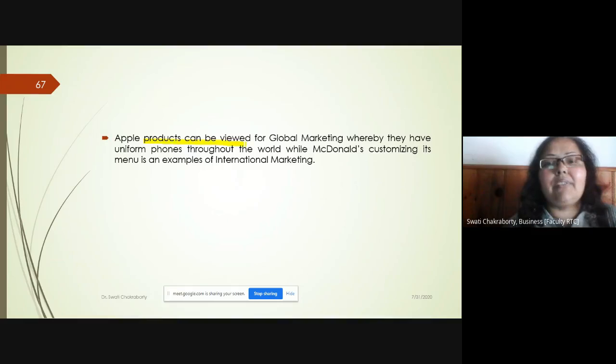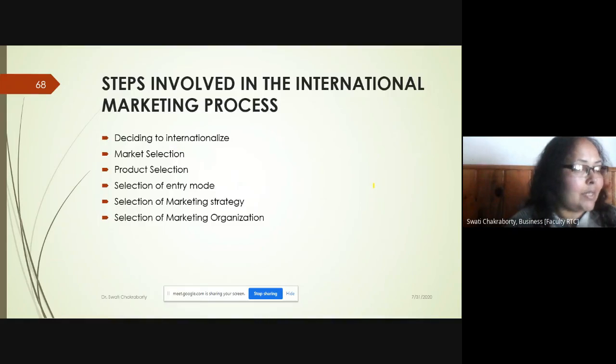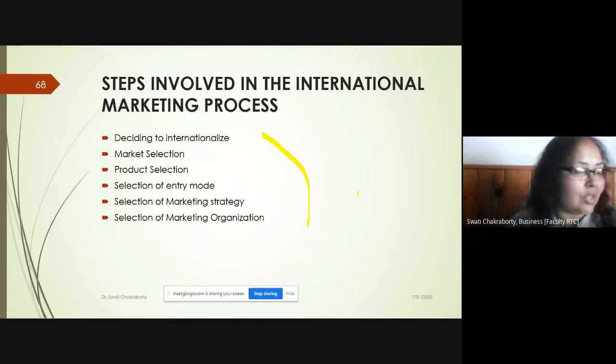Apple products, for example, that's global marketing. Uniform phones throughout. Whereas McDonald's, it's international marketing, looking into the needs of that particular economy. So, what are the steps involved in the international marketing process? What are the various steps to deciding to internationalize? Market selection, product selection, selection of entry mode, selection of marketing strategy, selection of marketing organization. So let's go into the details of this.